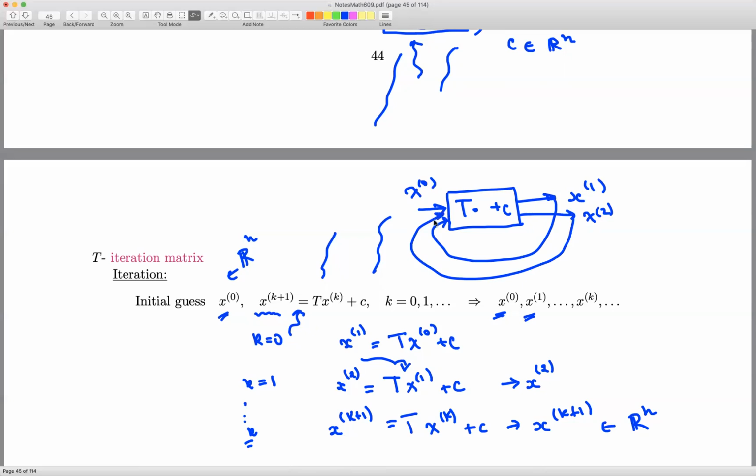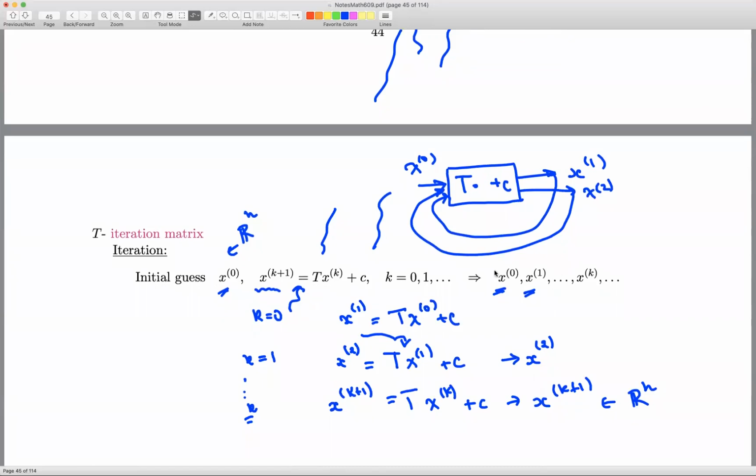We input x2 again in the black box, we apply T to x2 plus c and so on. We will generate a sequence of vectors in R^n: x0, x1, and so on, x_k. And let's say for a moment that we assume that this sequence of vectors converges. Then to what will it converge?